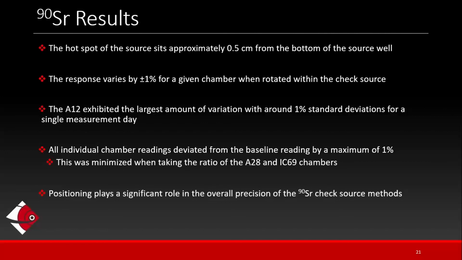All individual chamber readings deviated from the baseline reading by a maximum of 1% and this was minimized when taking the ratio of the A28 and IC69 chambers. However, it was not seen to be minimized when comparing the A12 to the other two chambers. Overall, the positioning of the chamber within the check source plays a significant role in the overall precision of the strontium-90 check source methods.